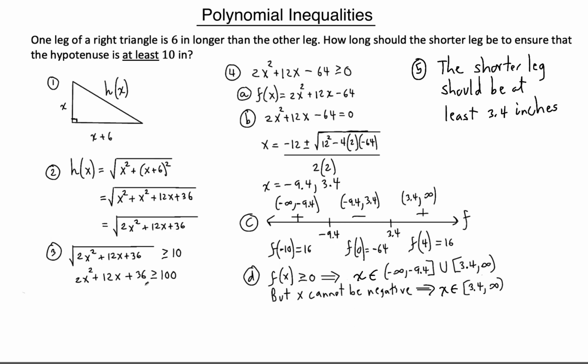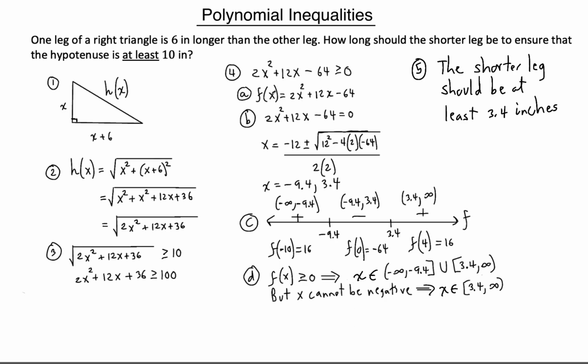And if we subtract 100 from both sides, now we see that our original problem is equivalent to the inequality 2x squared plus 12x minus 64 is greater than or equal to 0. We also take a moment to note that in this case, the polynomial that we have is just a quadratic function that opens up. Now we go into our procedure for solving polynomial inequalities.